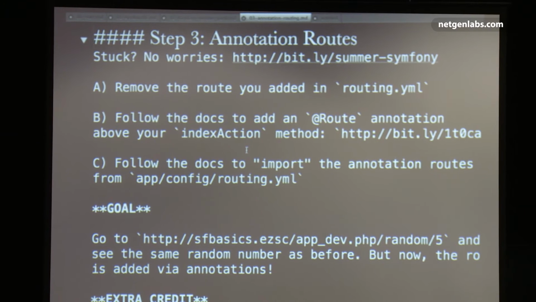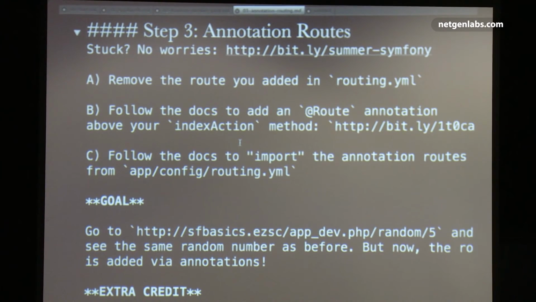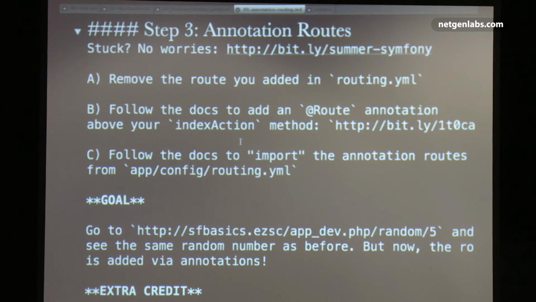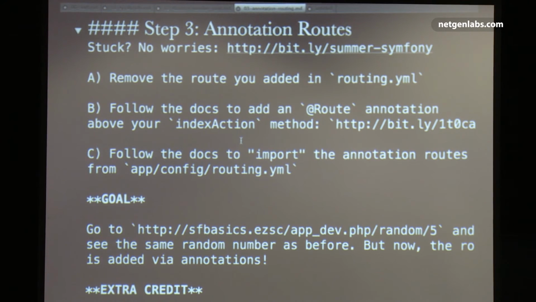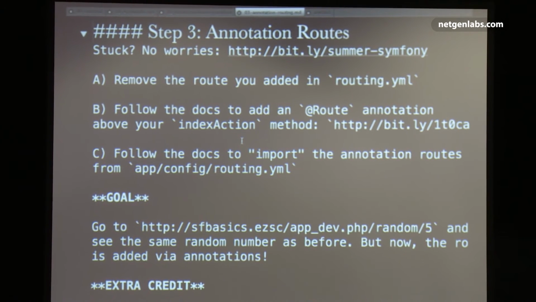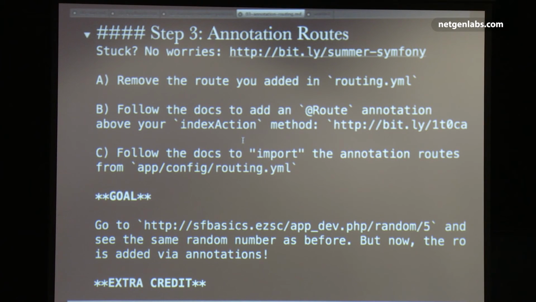Okay? So right now we have routes inside of routing.yaml, our routing.yaml file. I'm going to have you remove or comment those out, and we're going to define a route right inside the controller. So first thing here is remove the route that you added in routing.yaml. That's the routing.yaml that's inside of your, actually you could comment either of them out, but comment the route that you have inside of the routing.yaml file that's inside of your bundle.